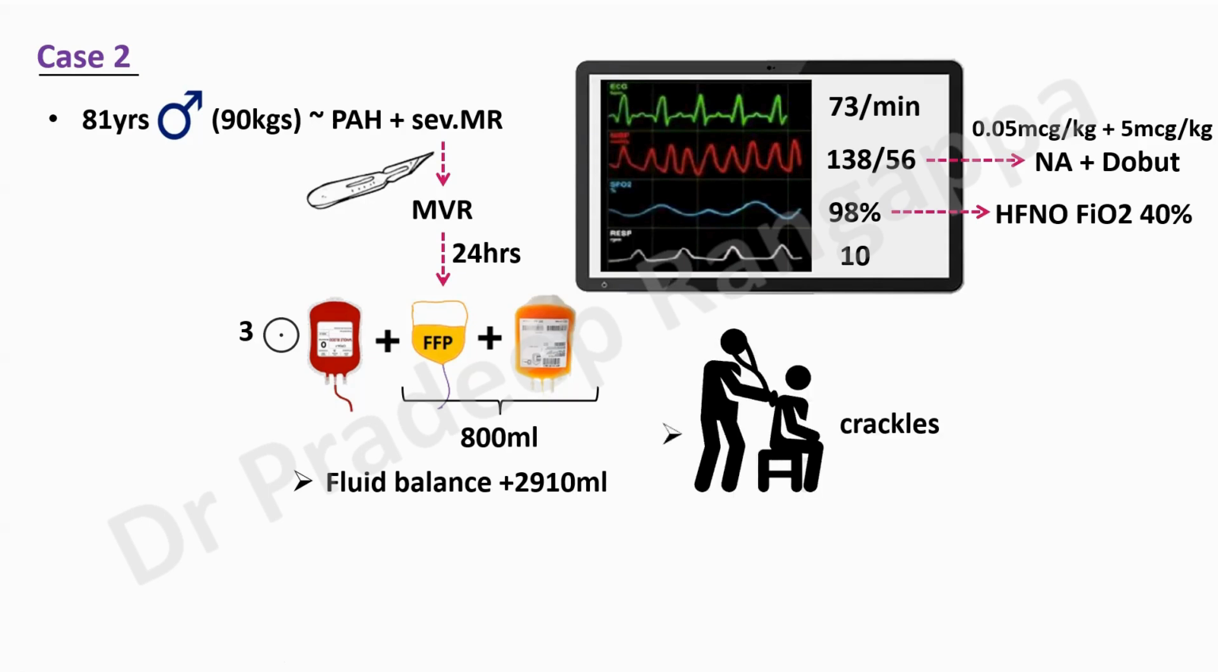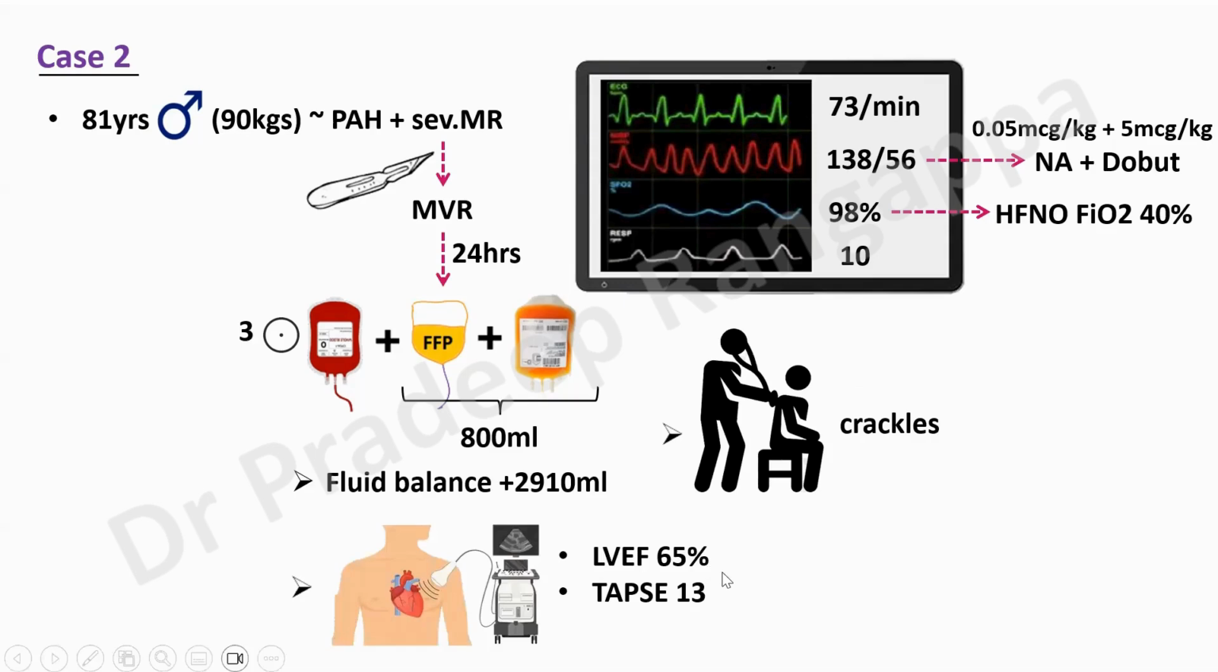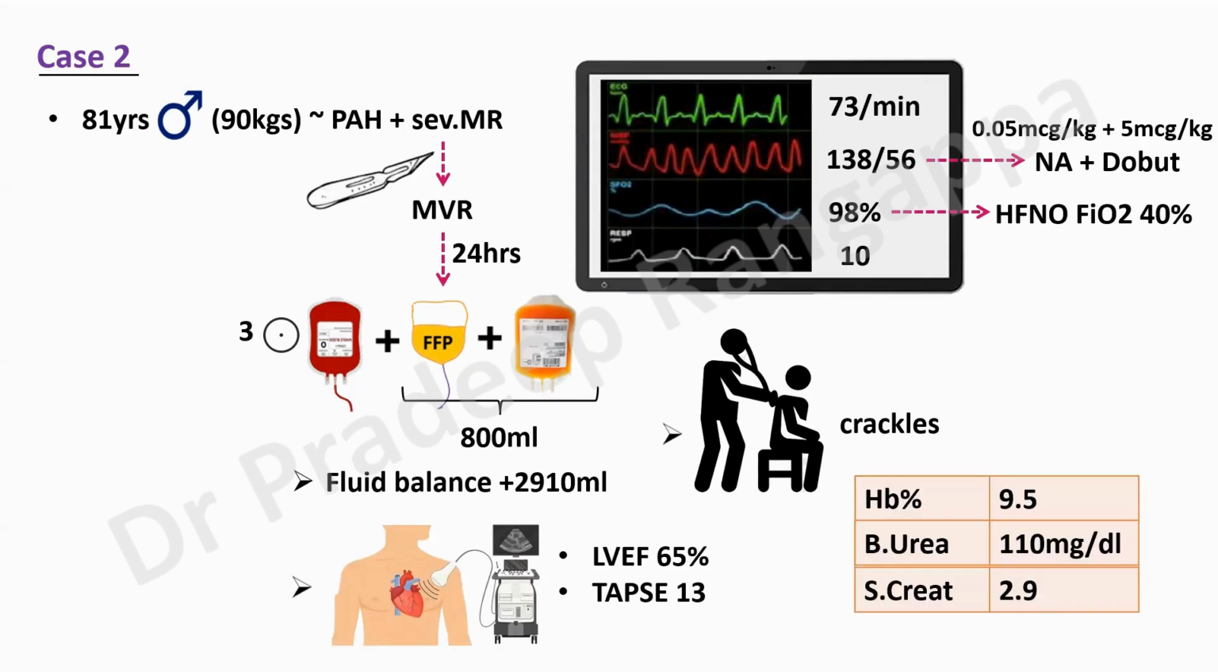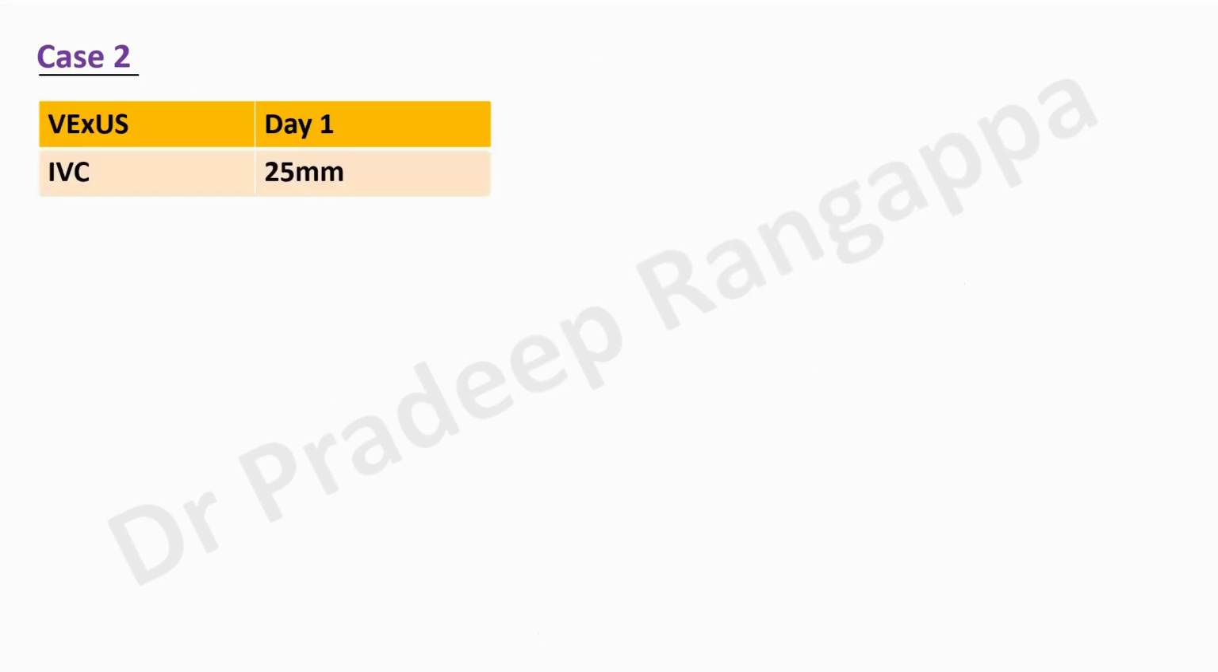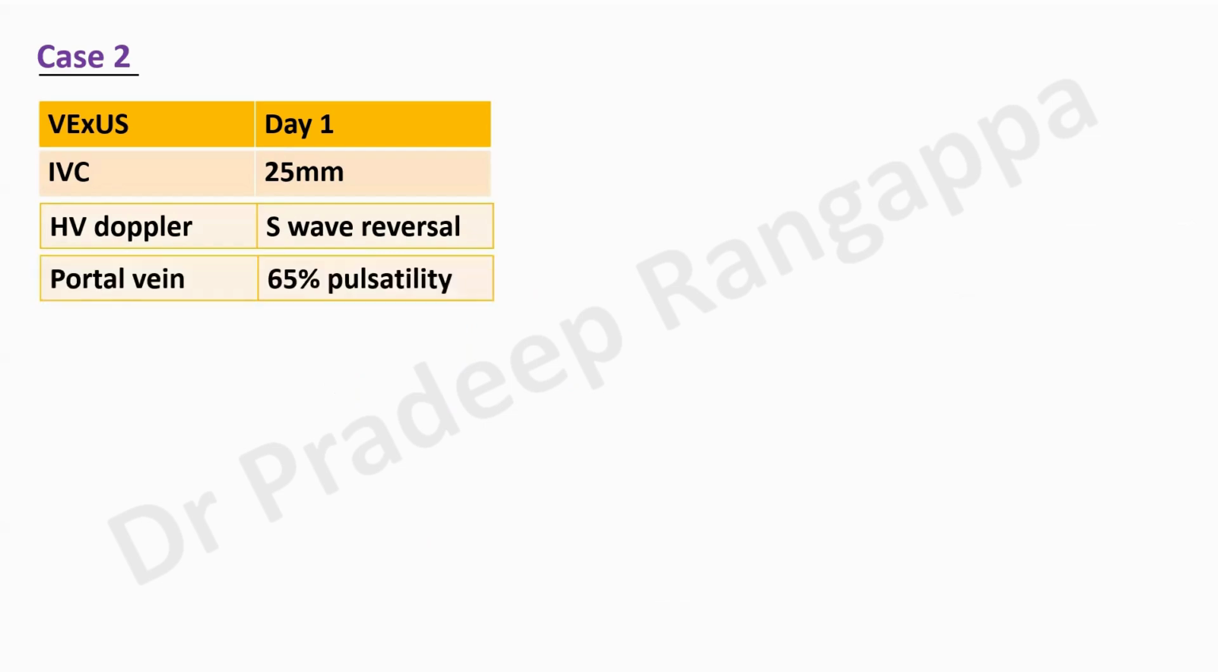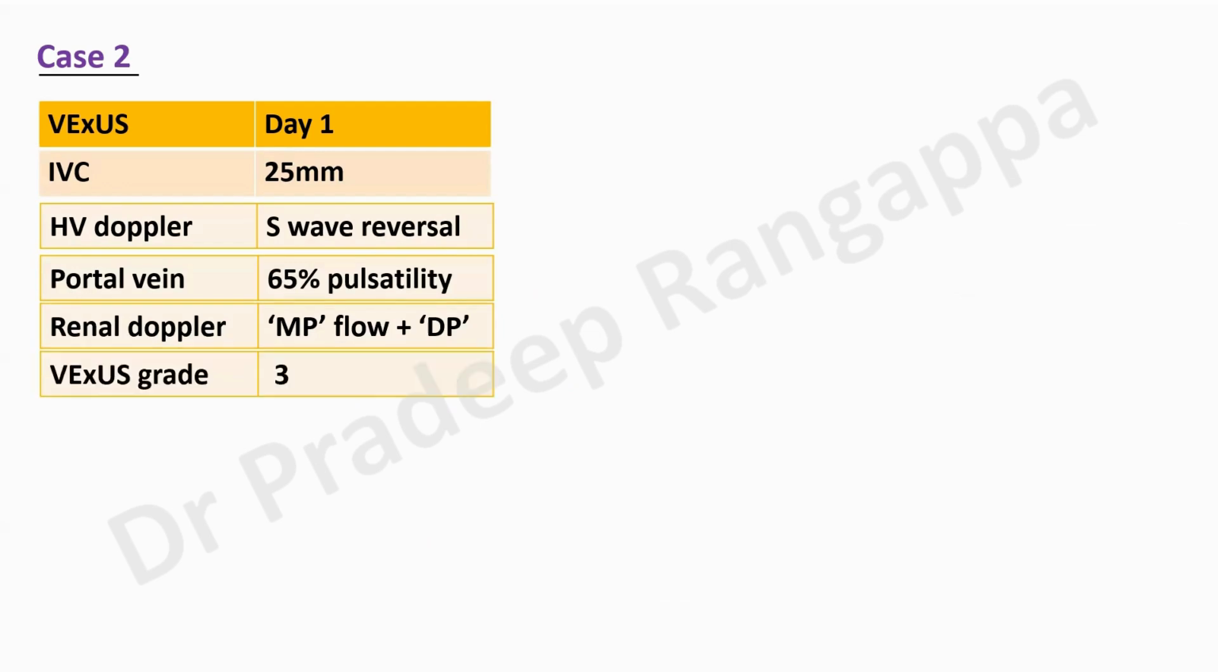Clinical examination shows crackles. Echo shows good LV function, but TAPSE is 13, which indicates RV dysfunction because TAPSE should be more than 18. Hemoglobin is 9.5, blood urea is 110, creatinine is 2.9. VExUS on day 1 showed an IVC of 25 millimeters, which means he is congested. Hepatic vein Doppler shows S-wave reversal, which means he was congested. Portal vein shows more than 50% pulsatility, and renal Doppler showed monophasic flow with diastolic pressure. VExUS was grade 3. So because VExUS was grade 3, the patient was started on furosemide infusion to achieve a negative balance of 1200 ml in 24 hours.